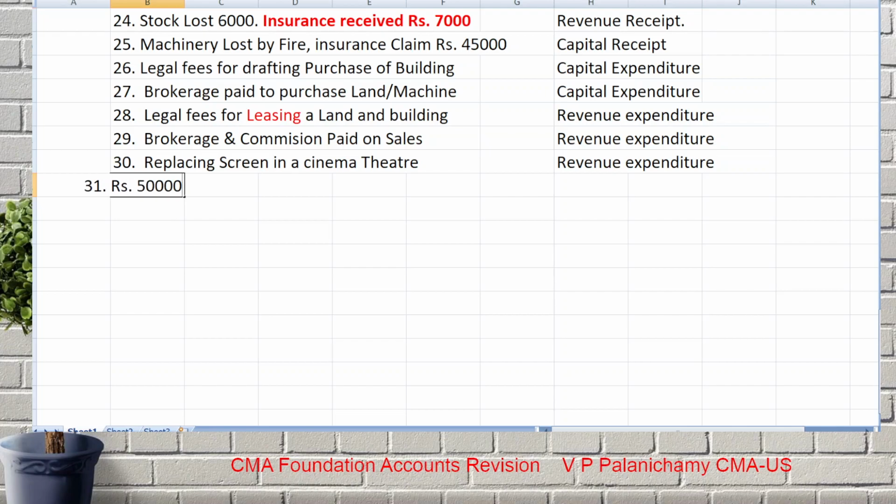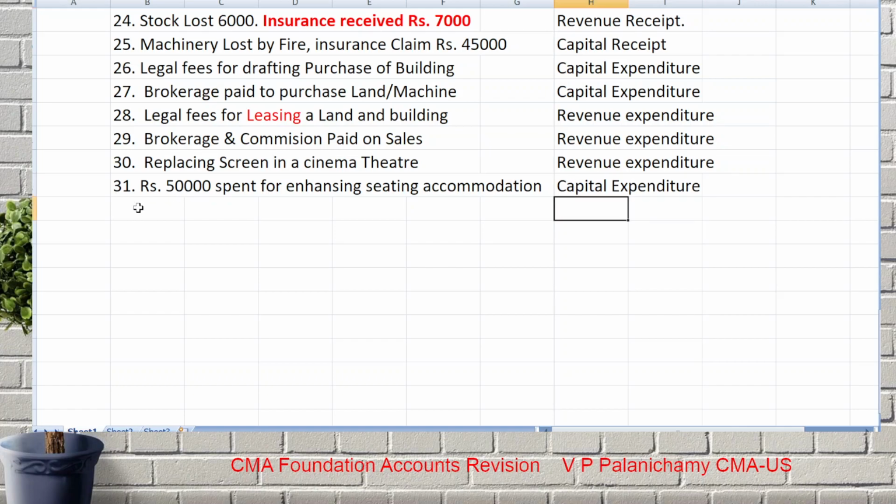Rupees 50,000 spent for enhancing seating accommodation in a theater. Enhancing means improvement. It becomes what? Capital expenditure.